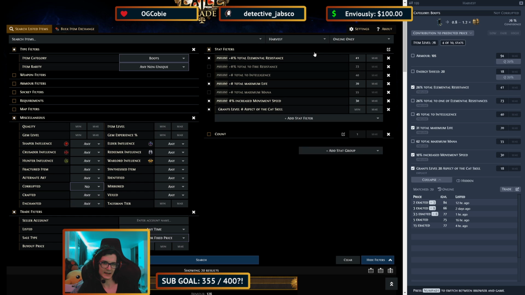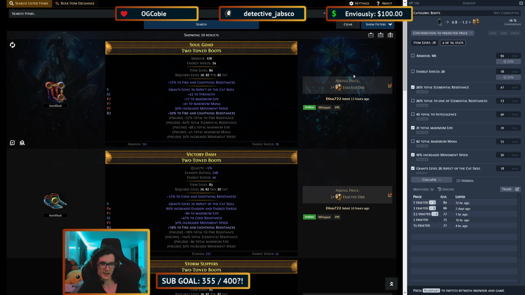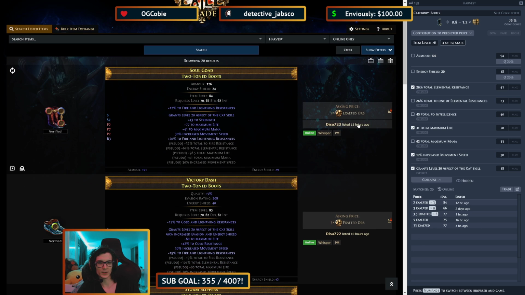And instead, it gave me the total elemental resistances, which I am using, of 41. Essentially, this filter, or this tool, is making filters for you based on exactly what you're inputting in the mods, which is absolutely amazing. And then it's going to come up with a price and when these were actually listed. So for example, we can see that 13 hours ago there was a pair of boots with 77 life, 30 move speed, double resistances of 20, and aspect of the cat, which was listed for 2 exalts.